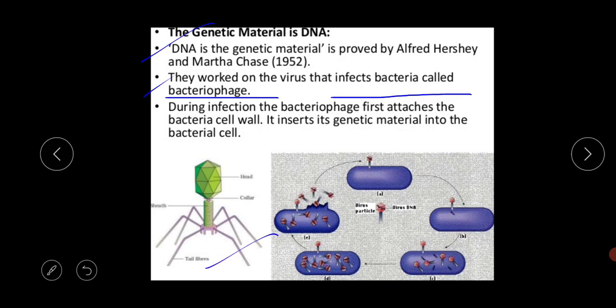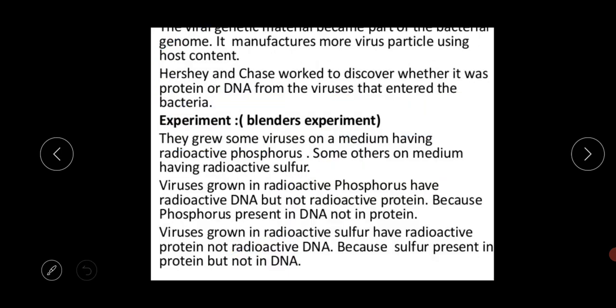This is the bacteriophage, and I think all of you know this bacteriophage because you have already studied it in class 11. During the infection, the bacteriophage attaches to the bacterial cell wall and inserts its genetic material into the bacterium. Okay, so this is their replication and reproduction procedure.